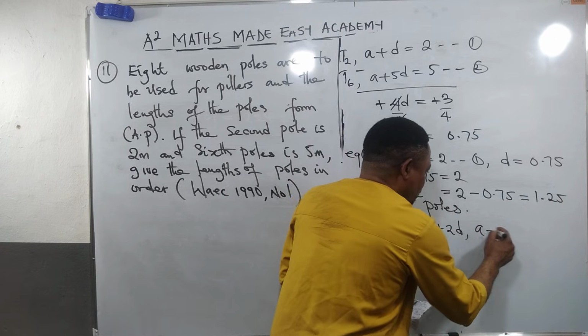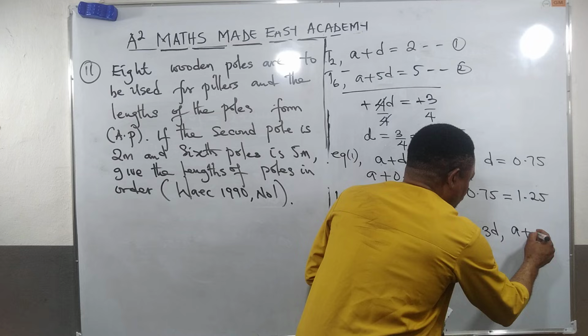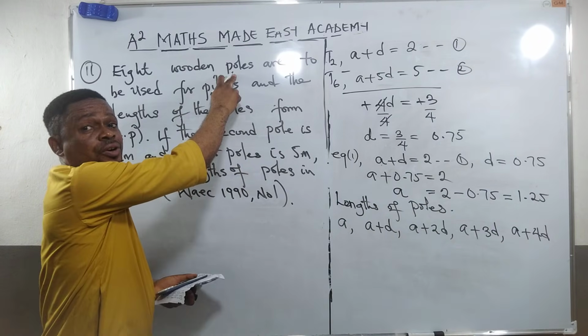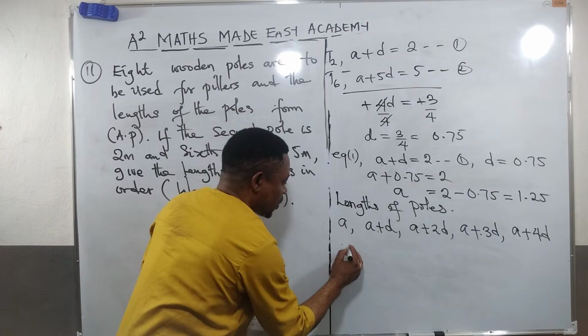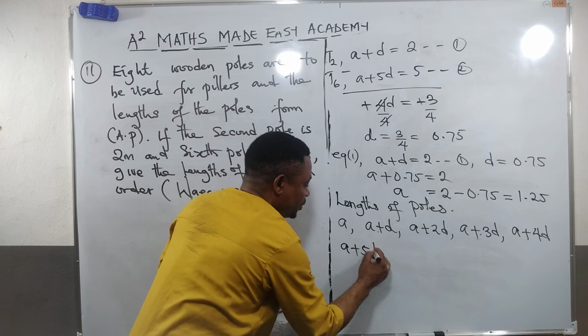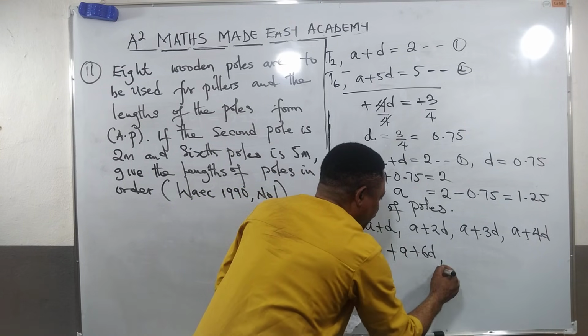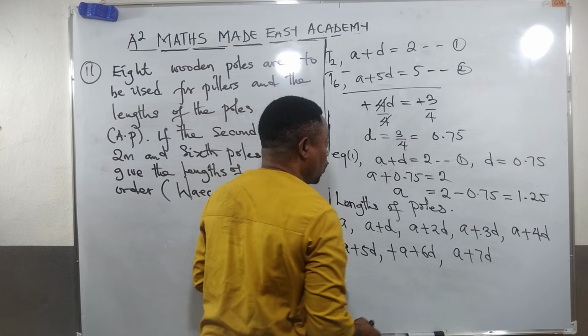The fourth one is A plus what? A plus 3D. The next one is A plus what? 4D. Remember the question says 8 wooden what? Poles. This is 1, 2, 3, 4, 5. The next one is A plus 5D. Then the next one is A plus 6D. And finally, A plus 7D. All these are the wooden poles.